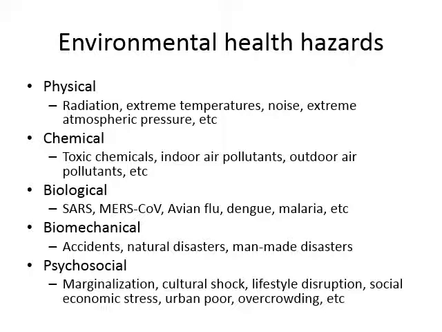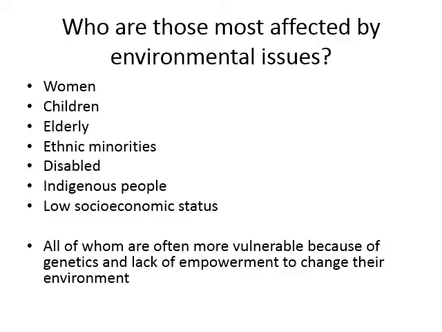This categorization is slightly different from occupational health hazards. In occupational health hazards, natural disaster, or non-occupationally related road traffic accidents are not considered related to the course of work. Now, who are the people most affected by environmental issues? The vulnerable population are women, children, elderly people, ethnic minorities, disabled people, indigenous people, and those with low socioeconomic status. These population groups are vulnerable because of genetics and lack of empowerment to change their environment.